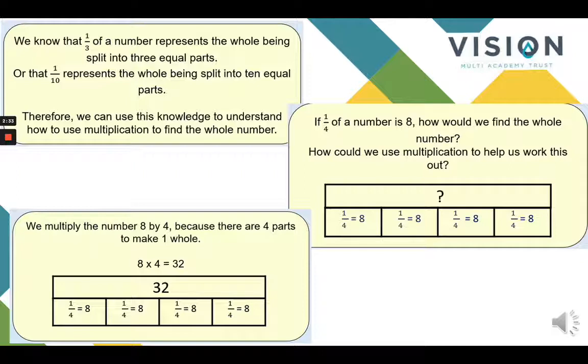So as we can see on this example here, if a quarter of a number is 8, we can put the bottom bar split into 4 pieces, each piece representing a quarter, which is worth 8. So we then know that we need to multiply 8 by 4, because there are 4 parts in a quarter to make a whole, and 8 multiplied by 4 is 32. It's a really nice visual representation of fractions.